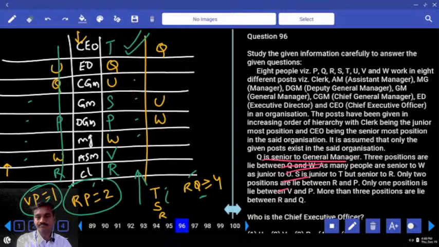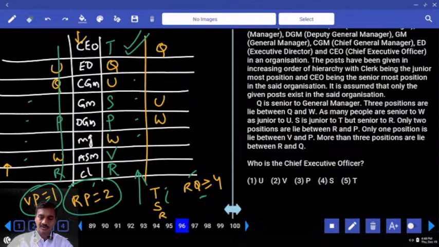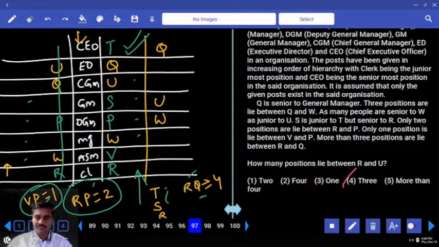Clear? Then now this is about 96. Then who is the CEO? Now CEO, who is that person? T is the CEO, choice 5. And how many lie in between R and U? Now in between R and U, how many? There are 4. And 4 people in between R and U, choice 2.